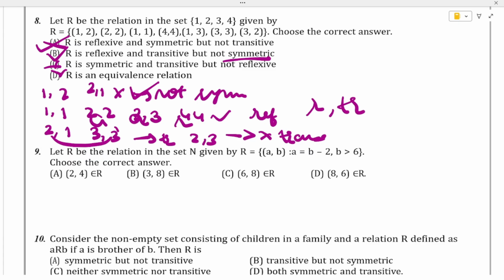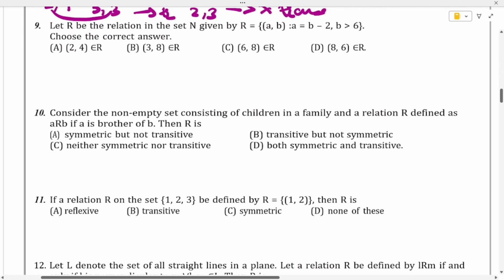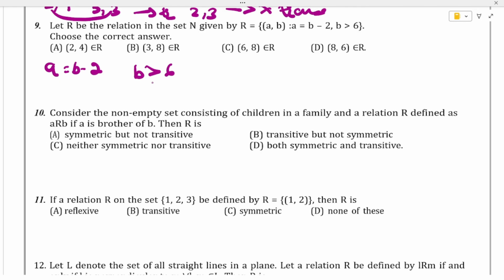Now, next is about the ninth question. Let R be the relation in the set N, R is equal to, they have given a relation as, you can see, A = B - 2 is the relation they have given. Now next they have given a condition, that is B should be greater than 6. You consider some value for B that is greater than 6. You can do 8 - 2, that means what? Answer is 6. That means the answer is option (6,8), like that you can take. You can take any value that is greater than 6 for B and you will get the particular answer.